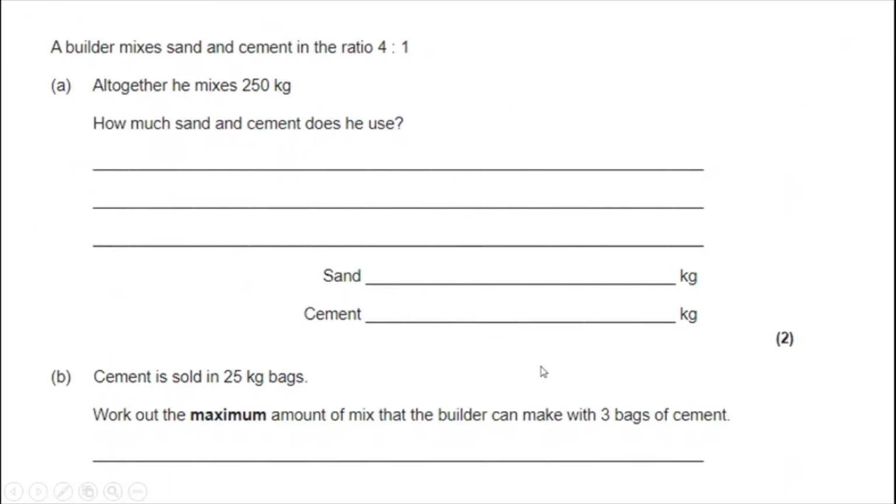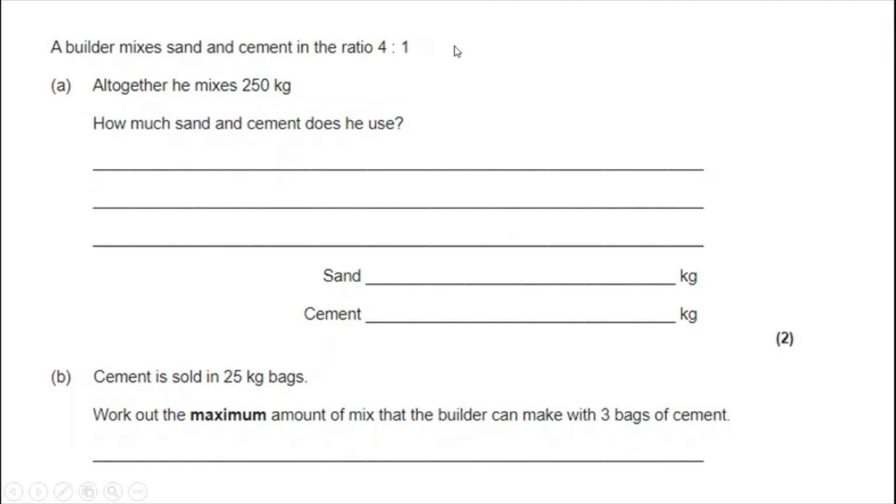Here is an exam style question, 2 marks for the first bit and then another mark for part B. A builder mixes sand and cement in the ratio 4:1. Altogether he mixes 250 kilos. How much sand and cement does he use? Second part, cement is sold in 25 kilo bags. Work out the maximum amount of mix that the builder can make with 3 bags of cement using the ratio from the previous question. Give it a go, pause it, and then unpause it when you're done.